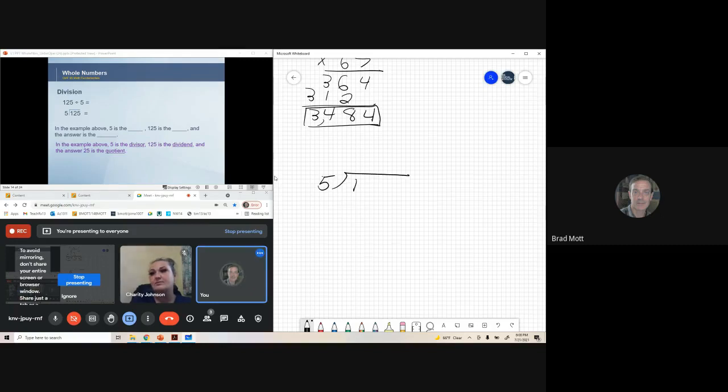First of all, 125. 5 does not go into 1. 5 does, however, go into 12 twice. 2 times 5 is 10. Subtract the 10 from the 12, you get a 2. Bring down the 5, get 25. 5 times 5 is 25. Of course, you can put remainder 0 or just leave the answer as 25.